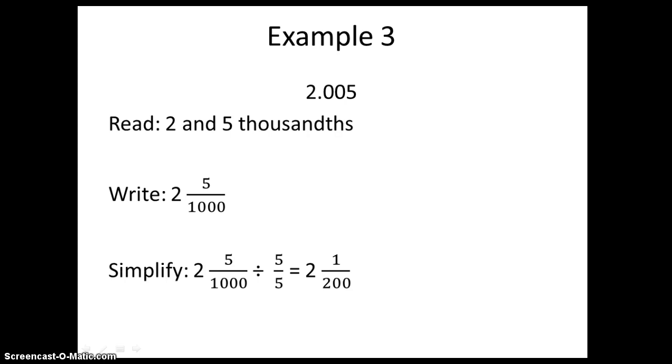Can we simplify that? Yes, we can. Both 5 and 1,000 are divisible by 5. So of course our whole number of 2 stays the same. 5 divided by 5 is going to give us 1 for our new numerator. And 1,000 divided by 5 will give us 200 for our new denominator. So 2.005 can actually be written as a fraction in 2 and 1 over 200.